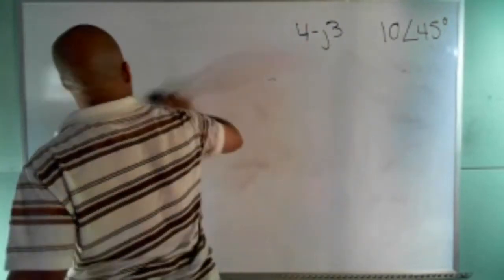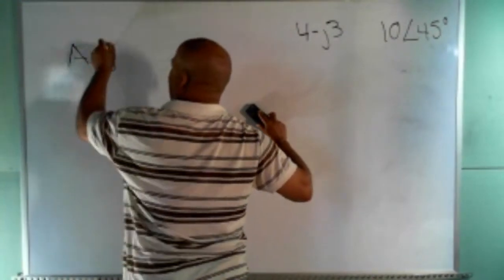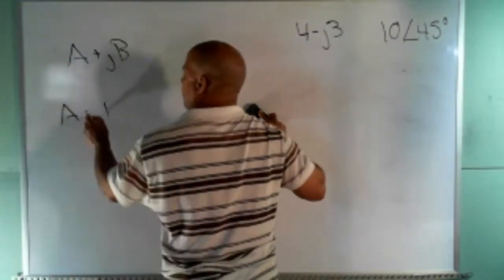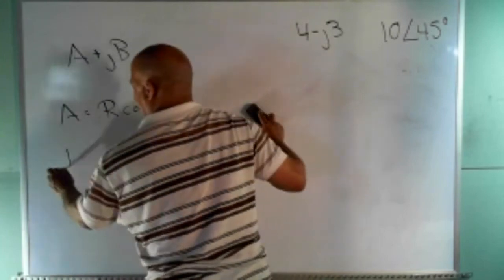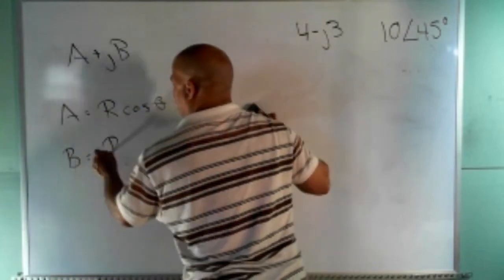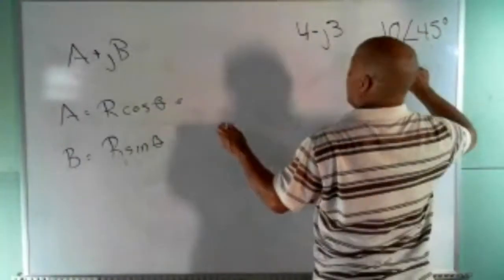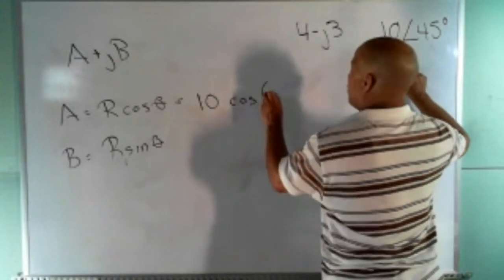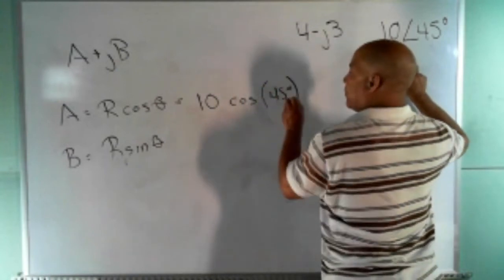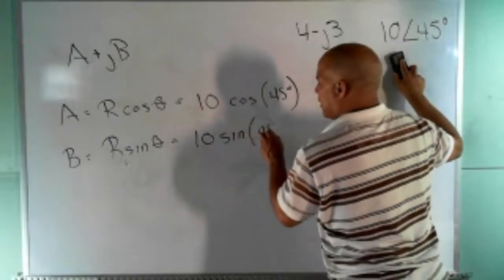So remember, in rectangular form, I have the real part and the imaginary part. I get the real part by doing R cosine of the angle. I get the imaginary part by doing R sine of the angle. So R here is 10. I have 10 cosine 45 degrees, and I have 10 sine 45 degrees.